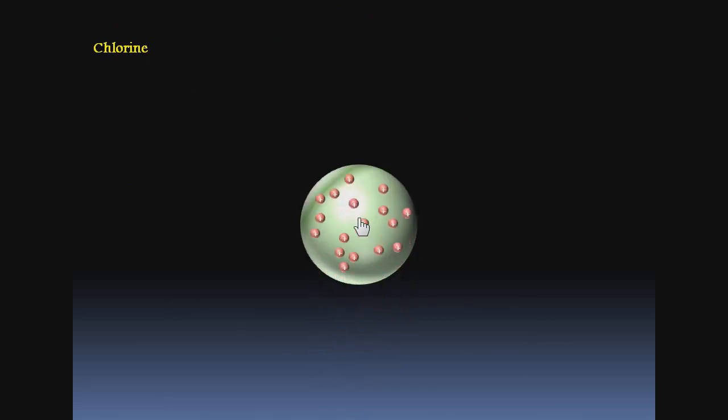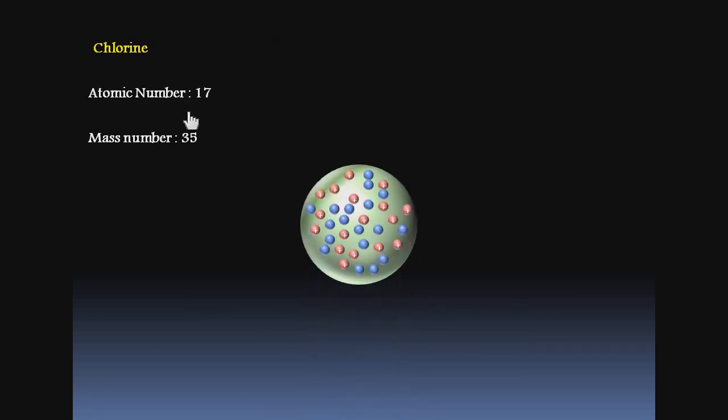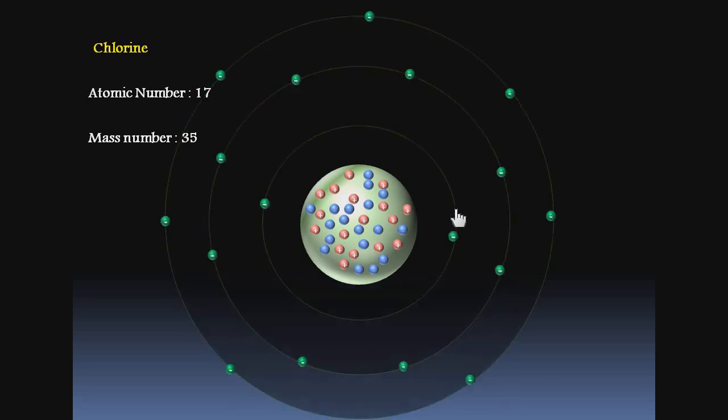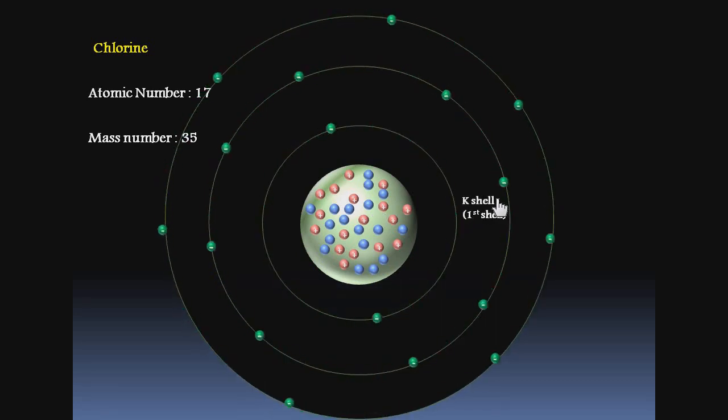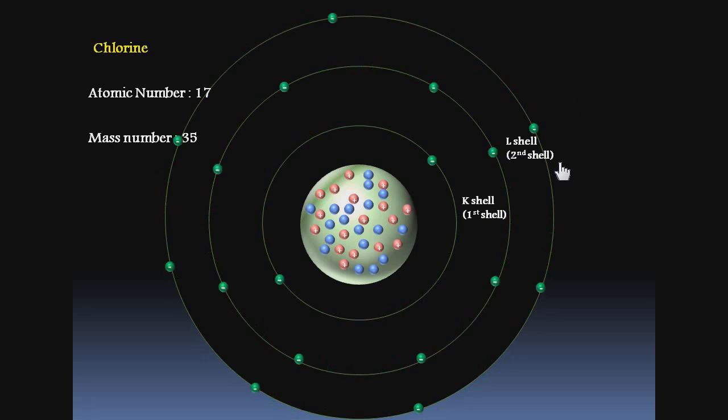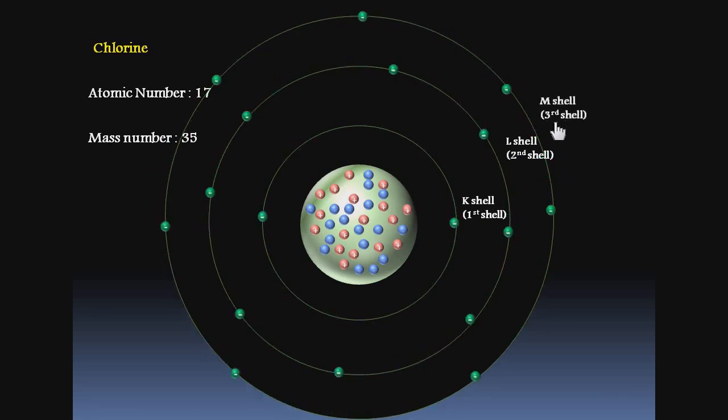The next element is chlorine. It has 17 protons, so atomic number is 17. It has 18 neutrons, so mass number is 17 plus 18, 35. It has 17 electrons, 2 electrons in the K shell, 8 electrons in the L shell, and 7 electrons in the M shell. Here the outermost shell is M shell, that is the valence shell. So the number of valence electrons is 7.